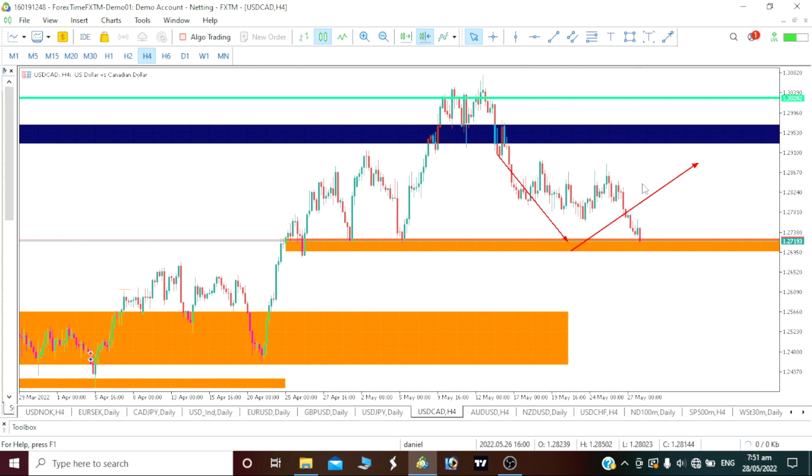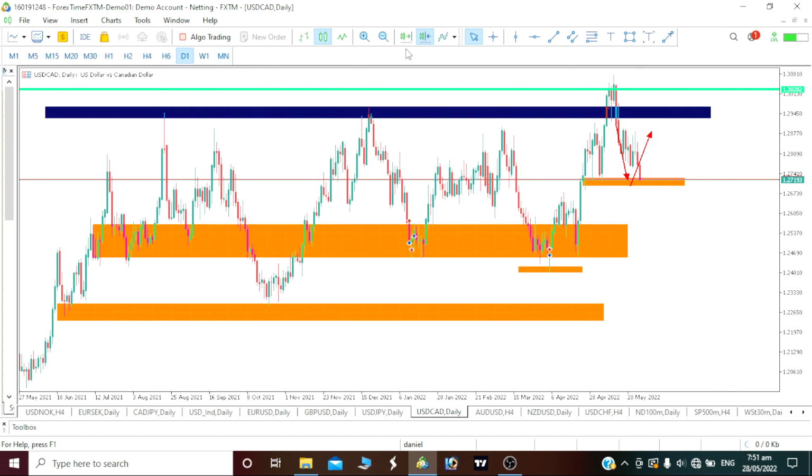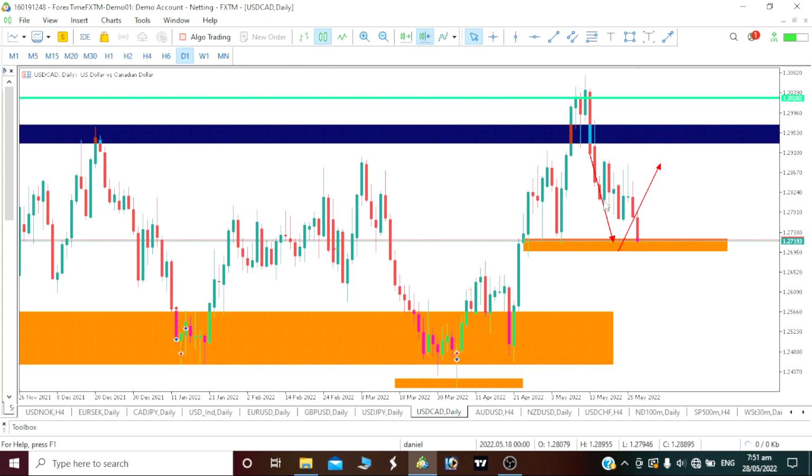As you can see, our USD has actually dropped. We are actually aiming for a bullish move on our 4-hour time frame. Same thing with our daily time frame. We have actually gotten that bearish move we are all looking for. Now it's time for us to actually take our buy position straight upward.